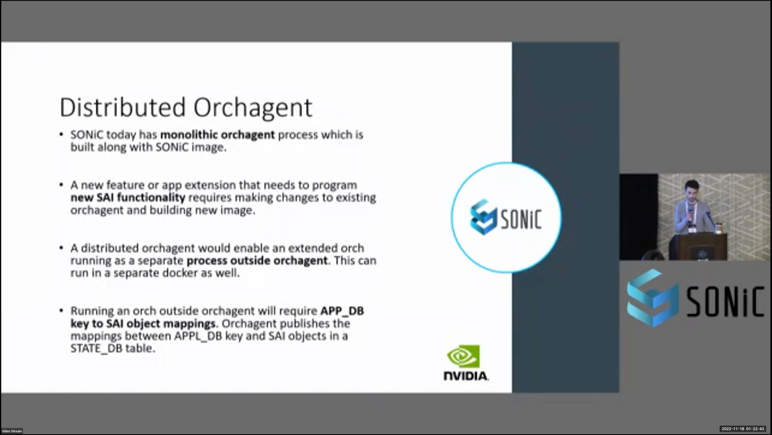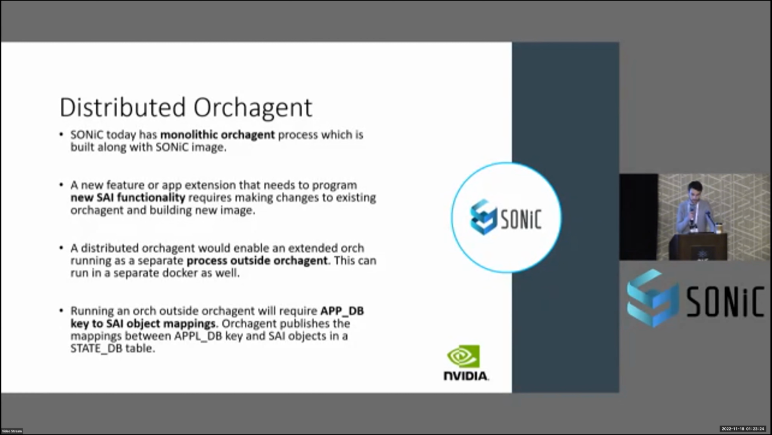SONiC today has a monolithic Orchagent process, which is built along with the SONiC image, and a new feature or app extension that needs to program new SAI functionality requires making changes to existing Orchagent and building a new image, or at least upgrading the SWSS Docker. Distributed Orchagent would enable an extended orch running as a separate process outside Orchagent, and this can run as a separate Docker as well. So it simplifies the process of software upgrades in SONiC, extensions, experimenting, debugging, etc.